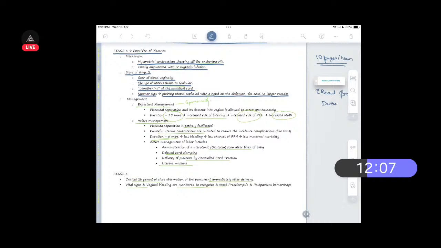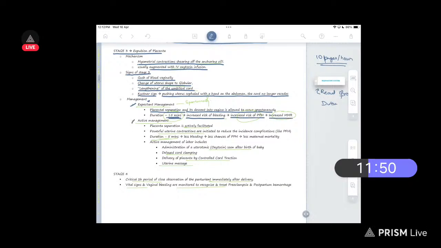Then management: you have expectant management. The placenta separates and its descent into the vagina is allowed to occur spontaneously, lasting up to 15 minutes. There is an increased risk of bleeding, increased risk of postpartum hemorrhage, and increased maternal mortality rate.